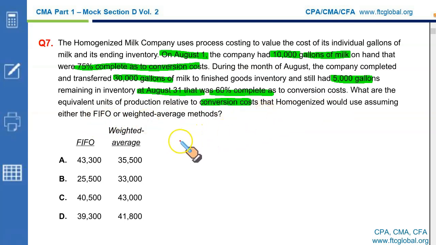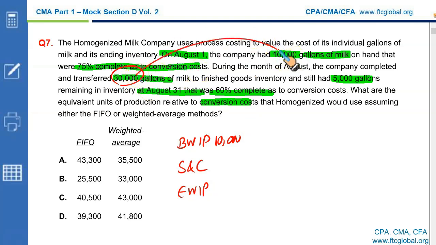What you should do, the same thing: you need to split your production quantity into three populations: beginning work in process, started and completed, and ending work in process. We had 10,000 units in the beginning work in process, 10,000 gallons of milk. We transferred 30,000 gallons of milk, out of which 10,000 relates to beginning work in process, which means the 20,000 gallons were the ones that were started, completed, and transferred during the current period. So 10 is the beginning work in process. Out of this 30, 10 is beginning, the remaining 20 started and completed, and then we have the ending work in process.